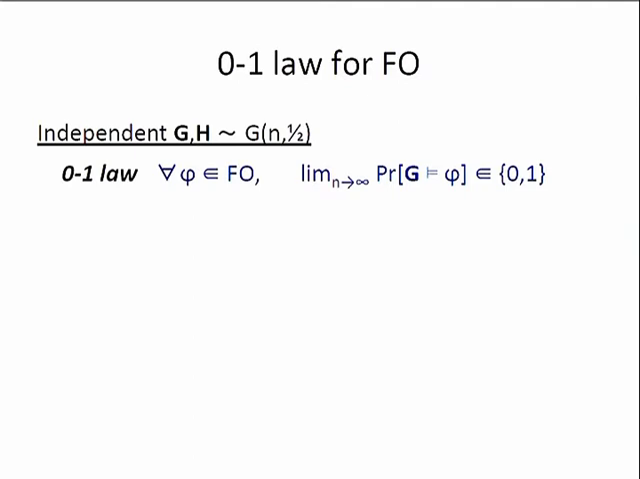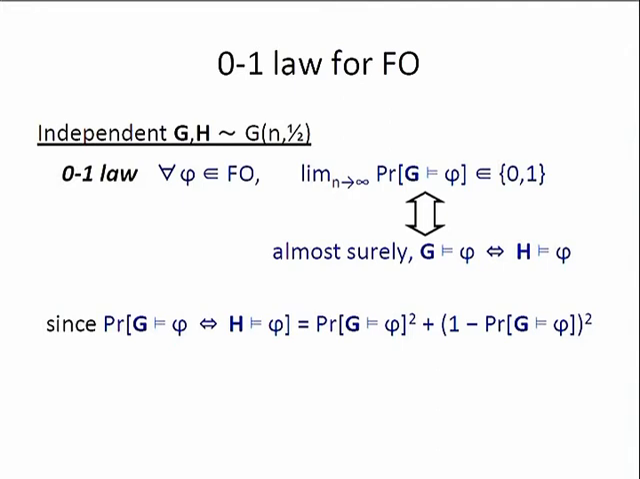I'm going to give a slightly different statement of the 0-1 law. The 0-1 law that I stated before says that for every first order sentence phi, its limiting probability is either 0 or 1. But there's an equivalent formulation of this in terms of two independent random graphs, G and H. The 0-1 law, I claim, is equivalent to the following statement: for every first order sentence phi, almost surely G satisfies phi if and only if H satisfies phi. So we're talking about two independent uniform random graphs.